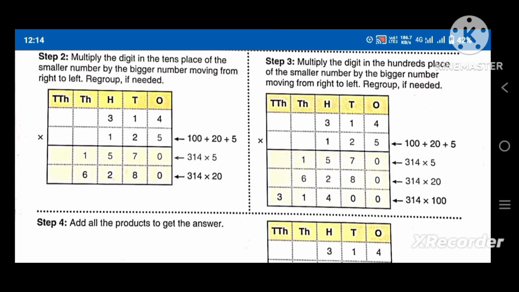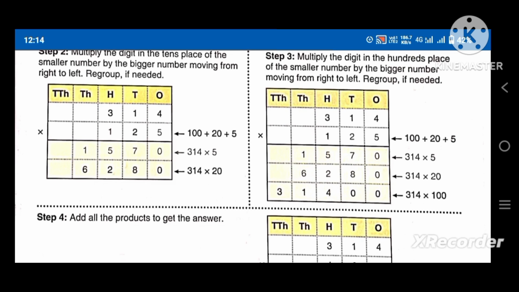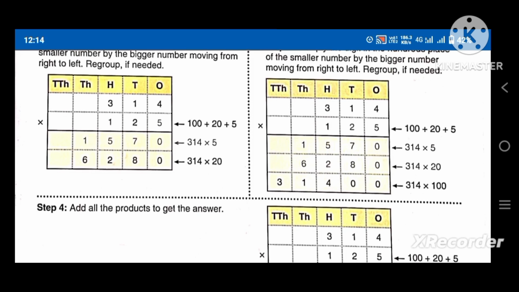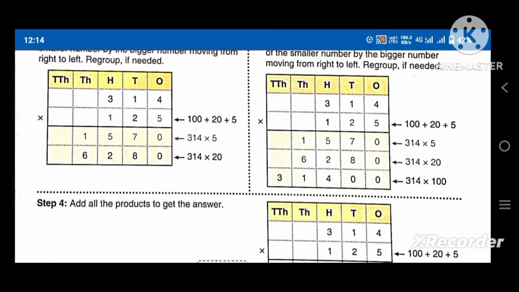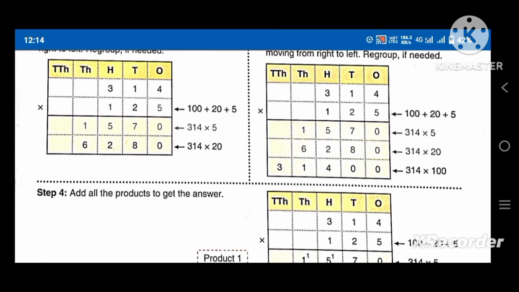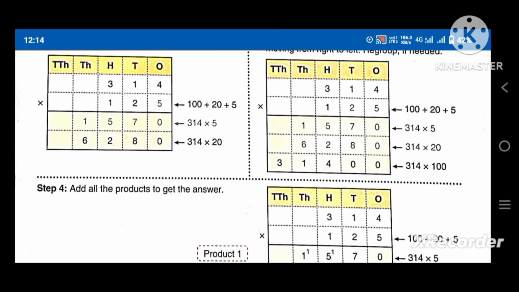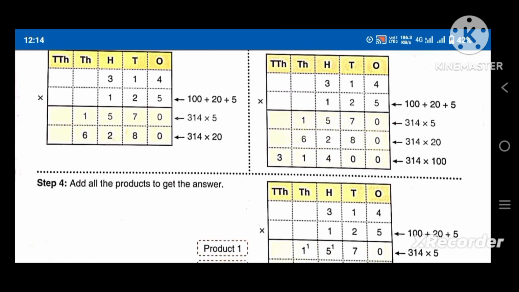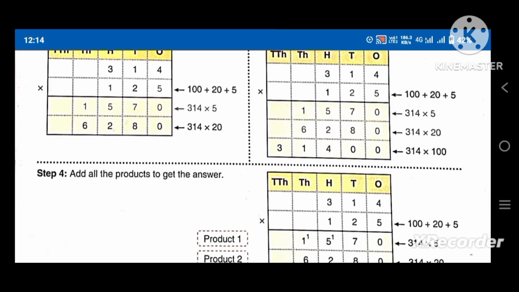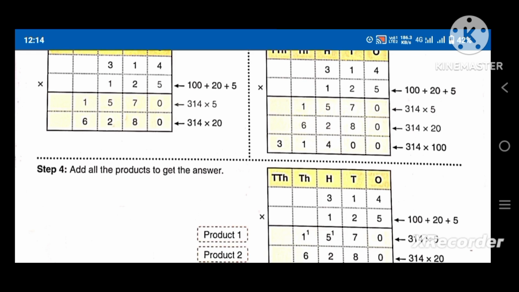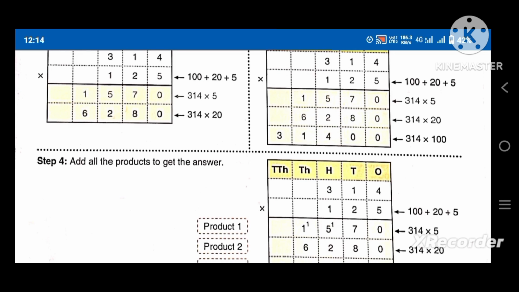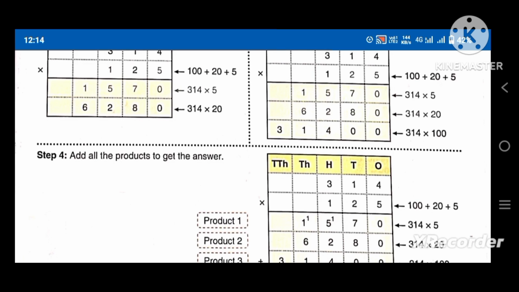Step 3. Multiply the digit in the hundreds place of the smaller number by the bigger number, moving from right to left. Regroup if needed. 314 is multiplied by 125. 125 means 100 plus 20 plus 5. Product 1 is 314 into 5 is 1570. Product 2 is 314 into 20 is 6280. Product 3 is 314 into 100, 31,400.